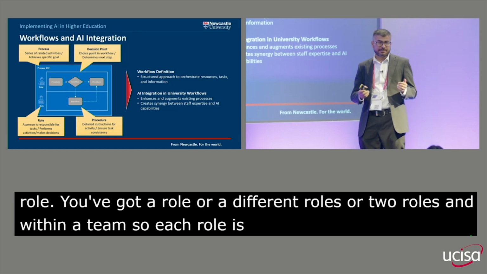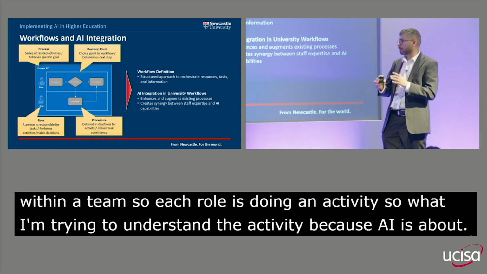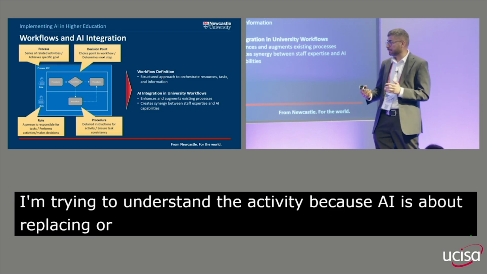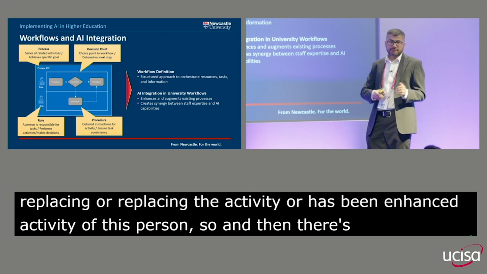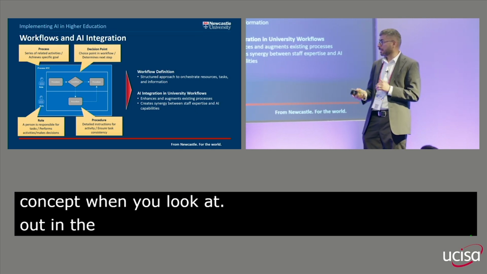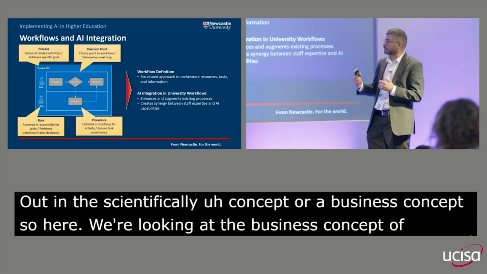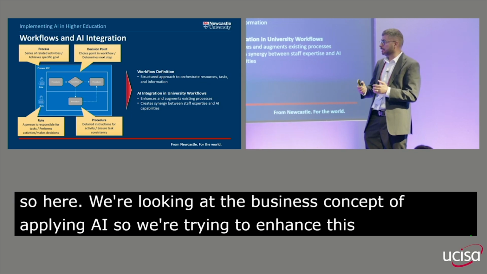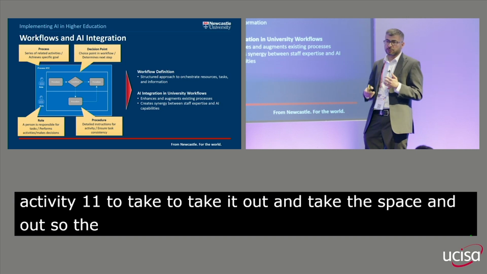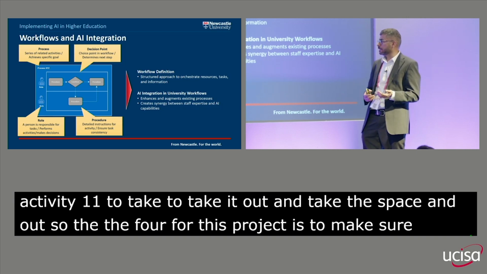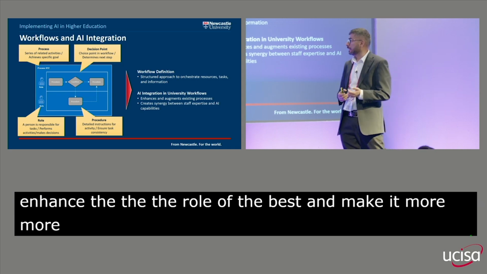We're trying to understand the activity, because AI is about replacing the activity, or helping enhance the activity of this person. There's a different concept when you look at AI in a scientific context or a business context. Here we're looking at the business context of applying AI. So we're trying to enhance this person's activity rather than take this person out. The forefront for this project is to make sure we enhance the role of the person, make it more efficient, and look at the efficiency of our processes.